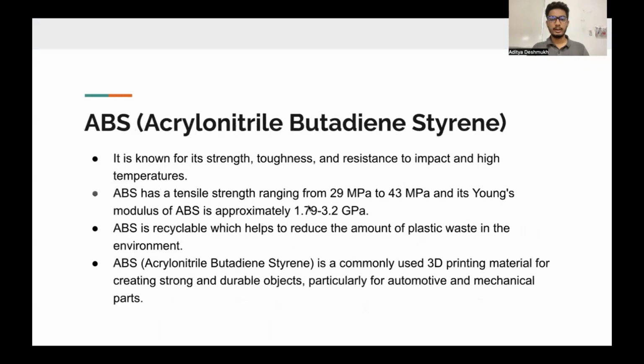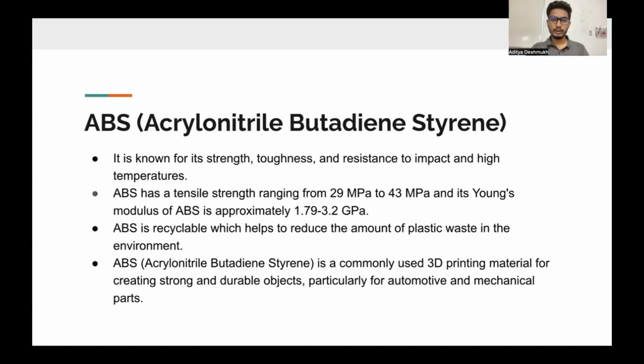Next is ABS. ABS is known for its strength, toughness, and resistance to impact and high temperature, making it an ideal material for creating strong and durable objects. We will see the features and benefits of ABS. ABS has a tensile strength ranging from 29 megapascal to 43 megapascal, and its Young's modulus is approximately between 1.79 to 3.2 gigapascal. This makes ABS an excellent material for creating objects that require strength, such as automotive parts and mechanical parts. Additionally, ABS has good heat resistance, making it suitable for applications that require high temperature.